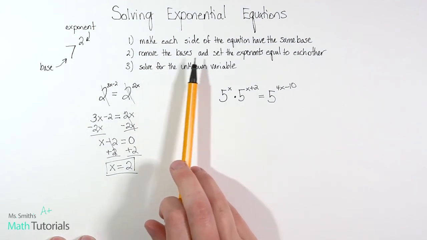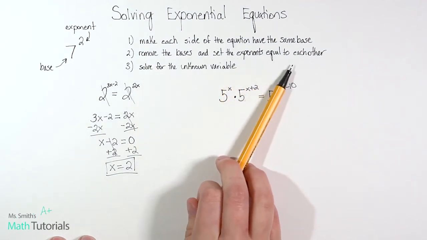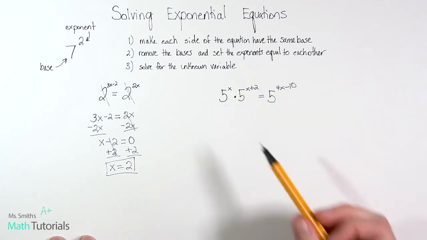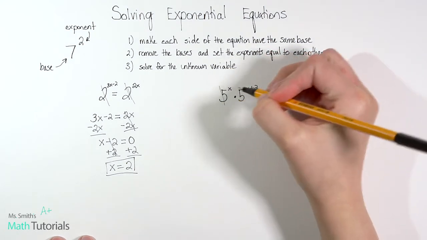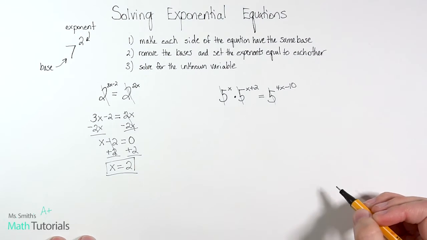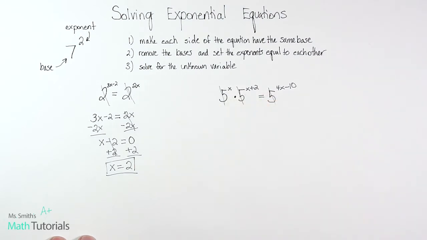Remove the bases and set the exponents equal to each other. Because these are all 5, you can just knock out the 5s. And then here's where I have to remember my exponent rules. Now if you need a refresher, if you're like, exponent rules, what do you mean?